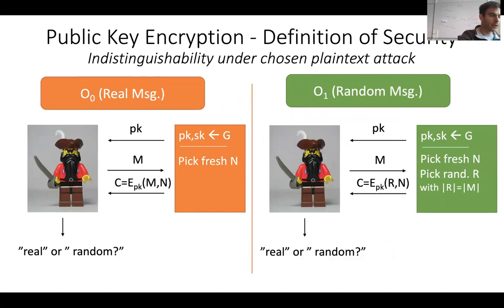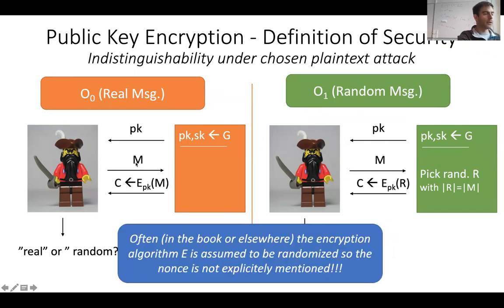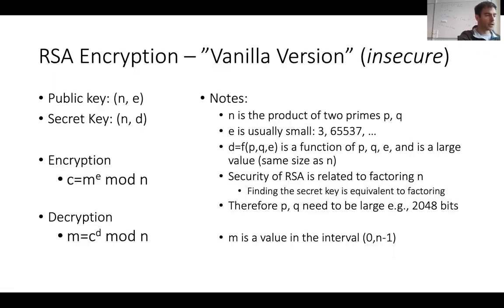We say a scheme is secure if the adversary cannot distinguish between encryptions of messages that it chose from encryptions of random messages. And we had this attack in which the adversary can always simply re-encrypt the message and check whether this is the case. And that's why we need randomness in public key encryption. So vanilla RSA doesn't have any randomness. There is no randomness involved.